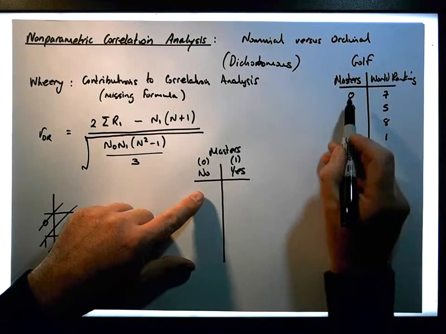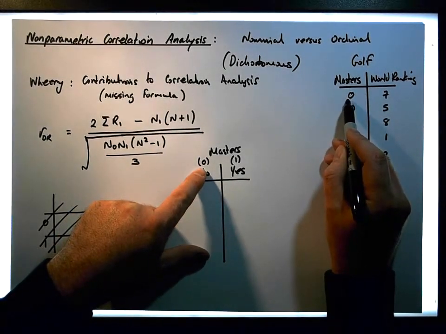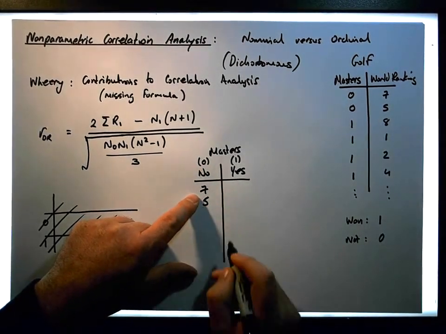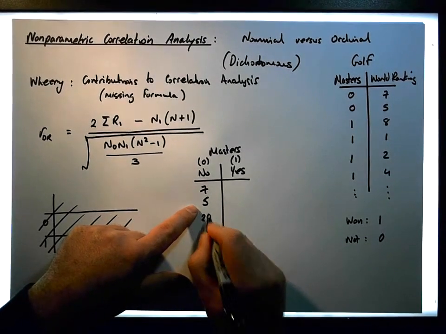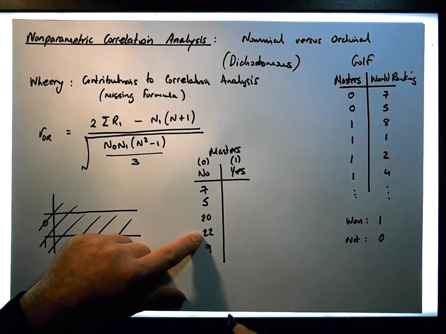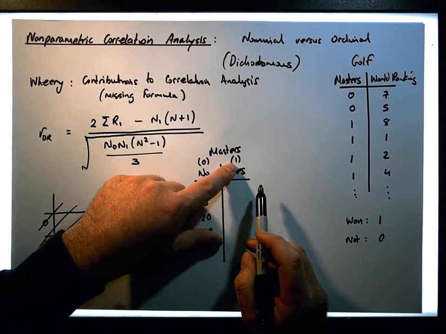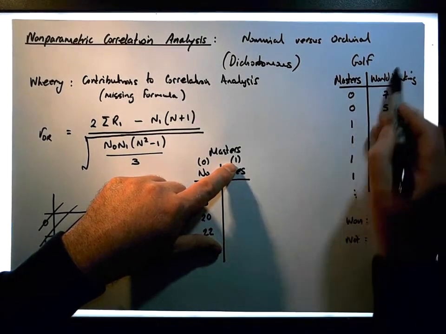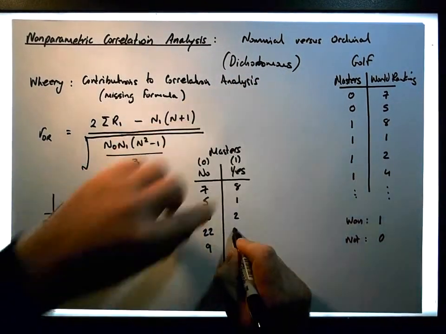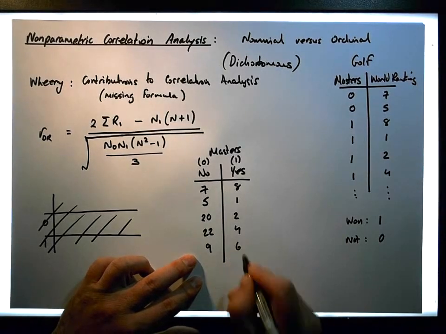But what we can see is that those labeled as 0 have a world ranking. The first one has a world ranking of 7, the next one a 5. Let's say the next 0 was ranked 22nd. The next person was ranked 9th, and let's leave it there. Those that won a Masters previously had world rankings of 8, 1, 2, 4, and let's say for argument's sake another person that won the Masters was ranked in 6th position.